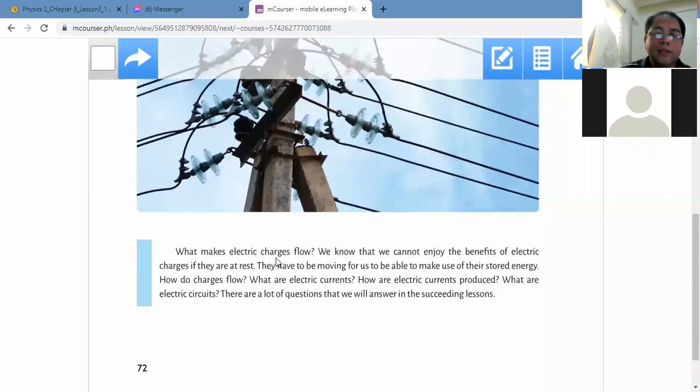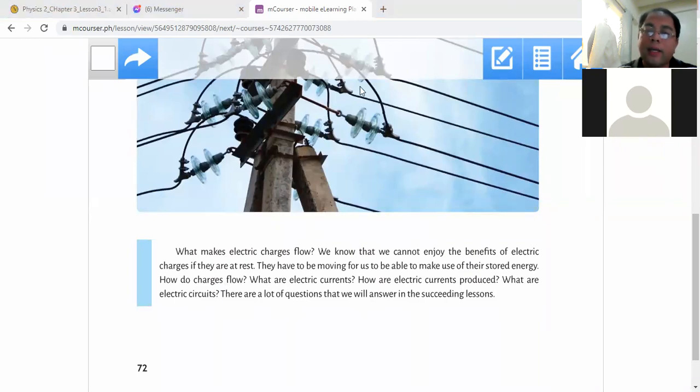So what makes electric charges flow? Again, there must be some kind of potential that will push them. We know that we cannot enjoy the benefits of electric charges if they are at rest. They have to be moving for us to make use of their stored energy. How do charges flow? What are electric currents? When charges eventually flow, we will encounter a term called electric current.